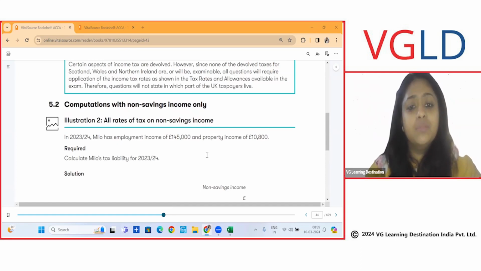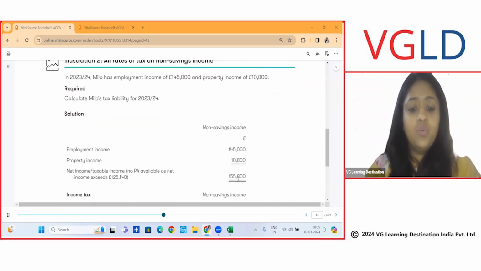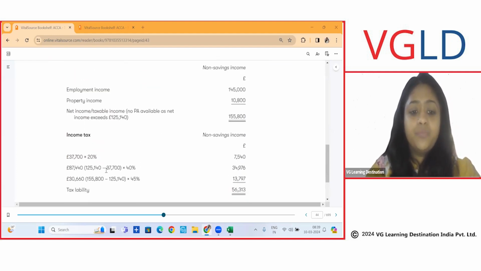This will be the taxable income, 155,800, right? No PA will be available, as the excess is much more, and you know it can never be negative. So it will be reduced to 0. The net income and the taxable income both will become 155,800. Now you will calculate taxes. There is no savings income. It's only NSI that we have. No nil rate band is available. So till 37,700, you will take 20%. Then from 37,701 till 150,000. Just a moment.